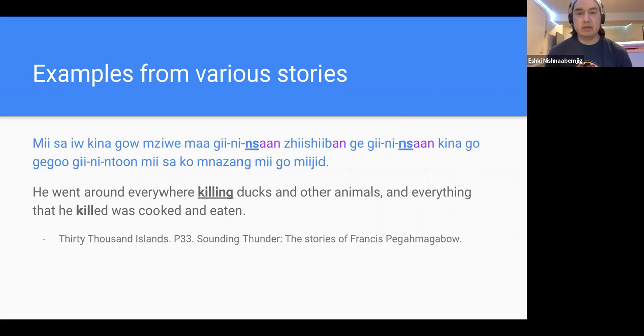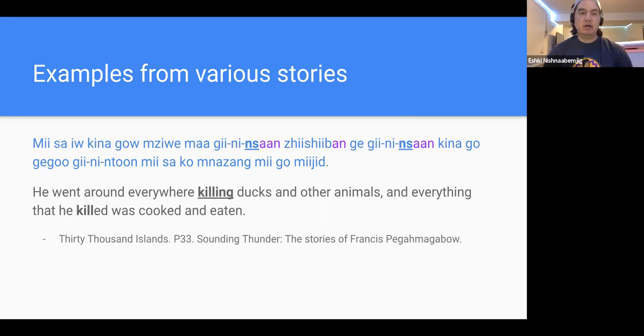So in the same story, Misa iyo kinagomzuema ginasan shishiban ge ginasan kinagogego ginatun misako minazang migomijit. He went around killing everywhere. He went around everywhere killing ducks and other animals, and everything that he killed was cooked and cleaned.